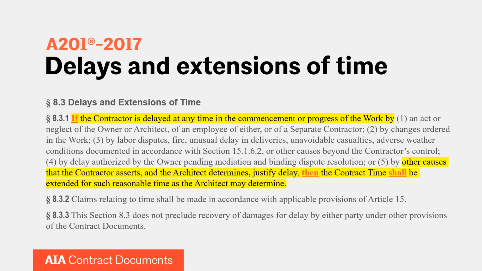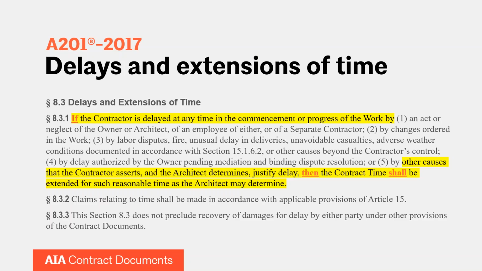So if a contractor is going to rely on subsection 5, then the architect gets involved at the entitlement phase of the request, whether the contract time is going to be delayed, and also in the quantum phase, how much the contract time is going to be delayed. The reason we went into that again is to highlight the importance of reading these clauses carefully and understanding how they work.